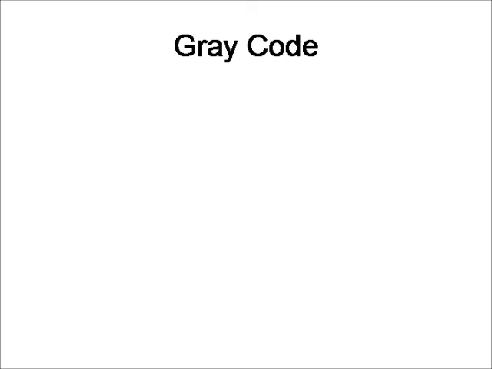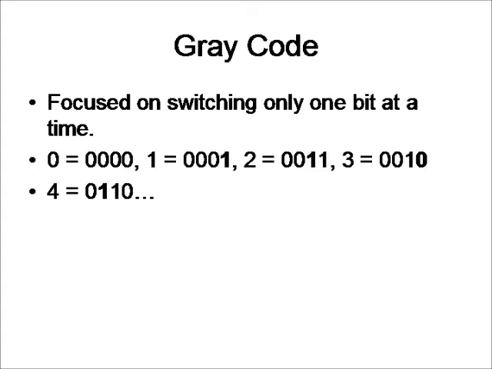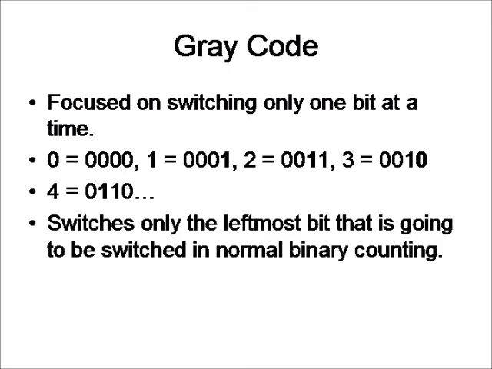Finally, I want to end this video with the gray code, which is a numbering coded system that is going to be very popular later on. The gray code is focused on switching only one bit at a time, such as 0000 for 0, and then we switch the 1 bit here, then we switch for 2, we switch the 3rd bit, and so on, as I'm going to show you here. It switches only the leftmost bit that is going to be switched to normal binary counting. If you want to know more about gray code right now, I suggest looking at a Wikipedia article. It is quite interesting stuff. Well, to say the least.